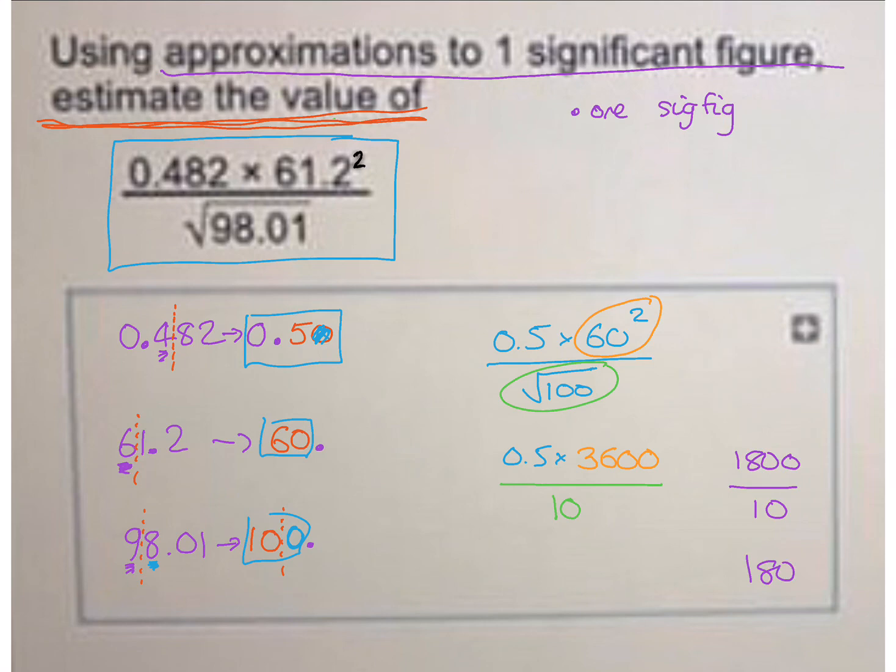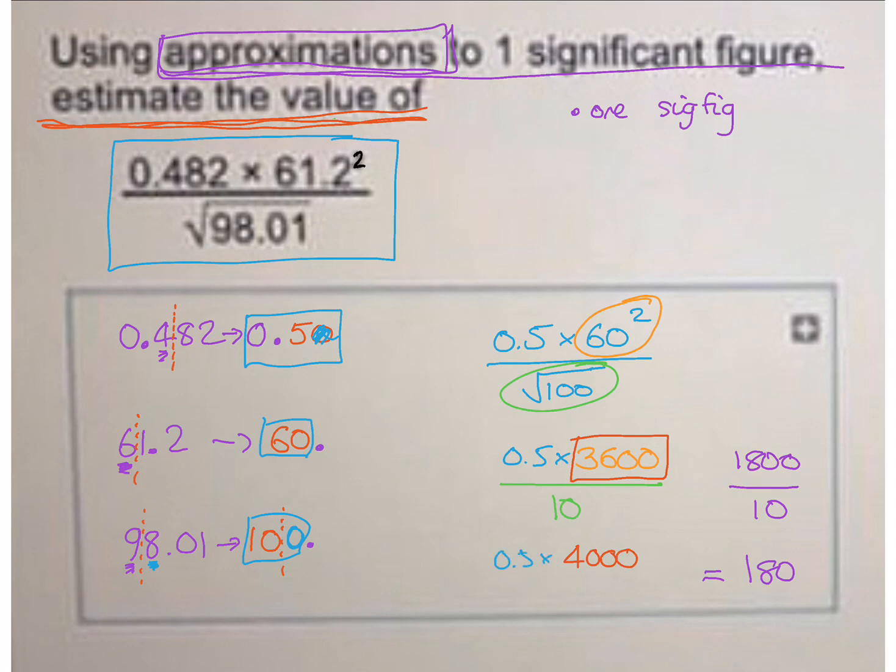Now that could be the answer. That's technically an approximation for sure, but it might be possible, and I know this question's from an online platform, that at this stage they don't want you to find half of 3,600. They might want you to round that again. So anytime you have a number that has more than one significant figure in it, it could expect you to round that. So 3,600 to one significant figure gives us 4,000.